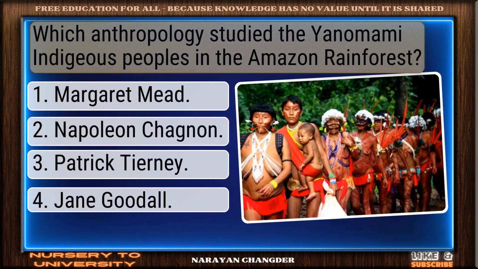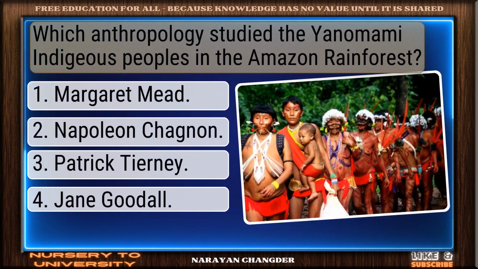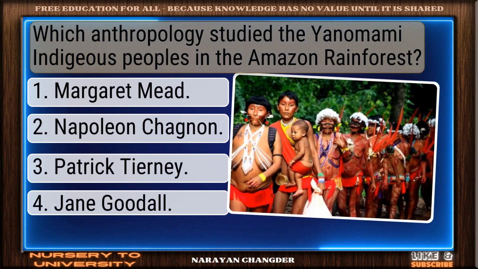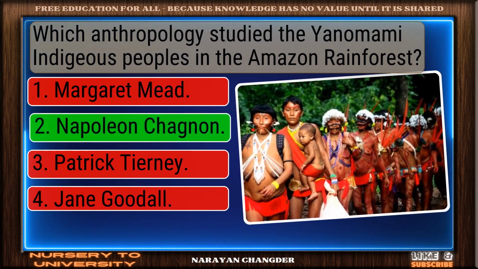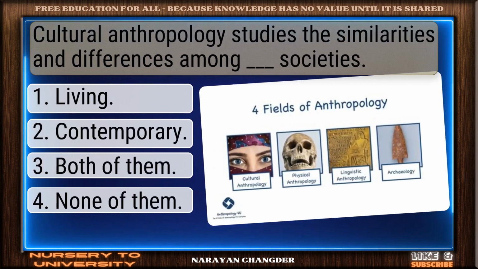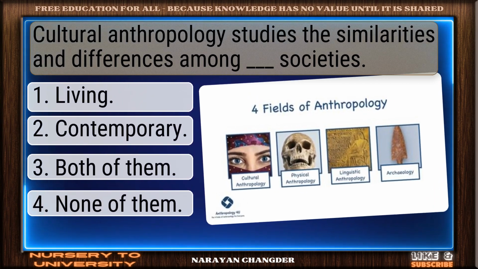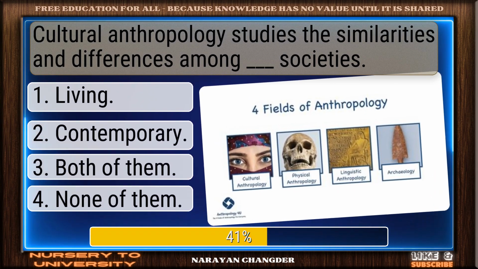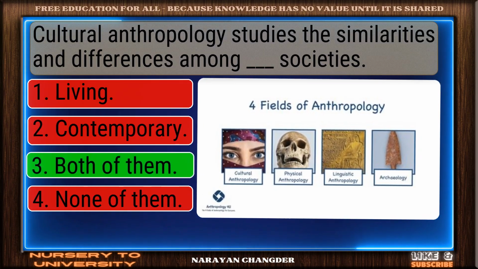Which anthropology studied the Yanomami indigenous peoples in the Amazon rainforest? Good job. Napoleon Chagnon works well here. Cultural anthropology studies the similarities and differences among dash societies. Well reasoned. Both of them is the correct choice.